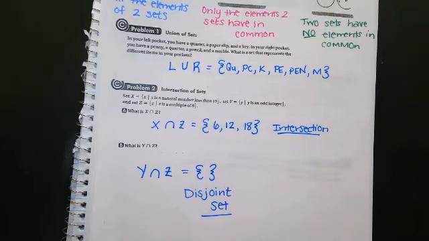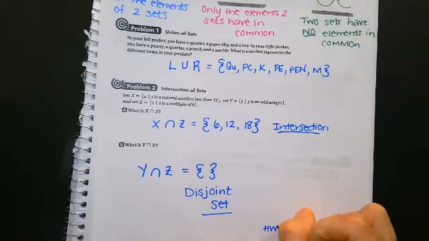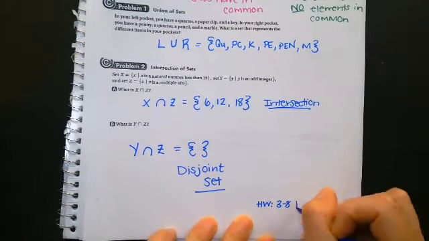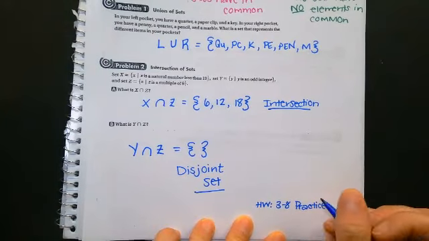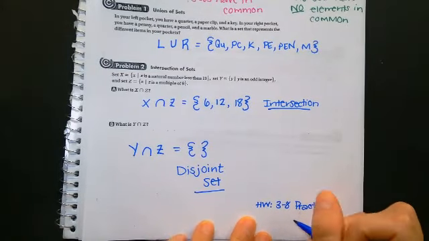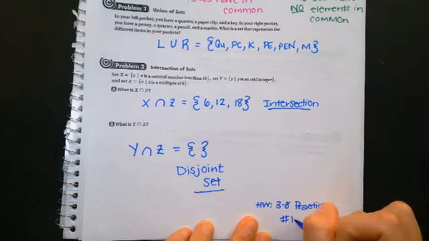Homework tonight is to do numbers 1 through 15 on 3-8 practice. That would be all of these unions, intersections, and disjoint sets, numbers 1 through 15.